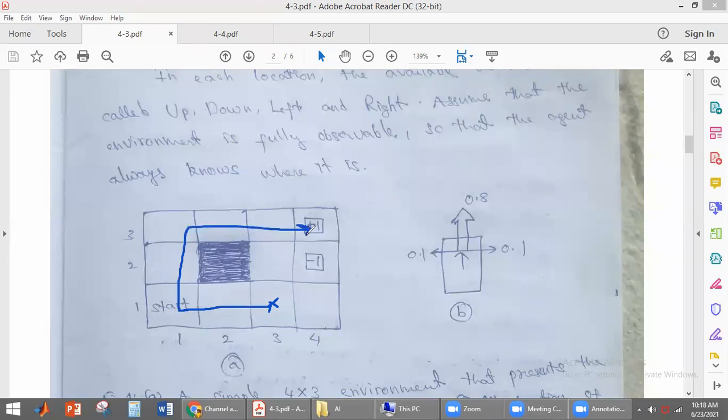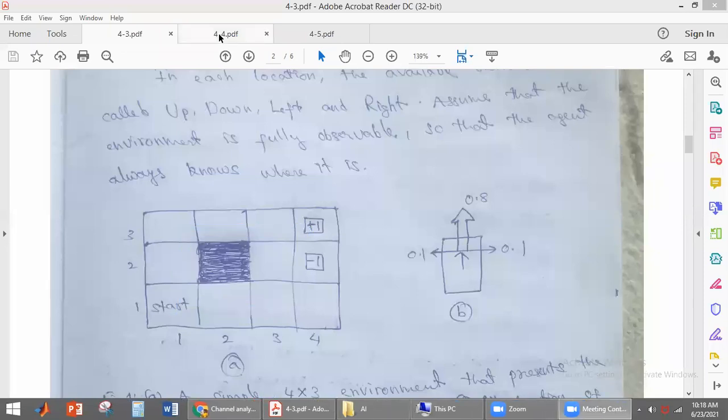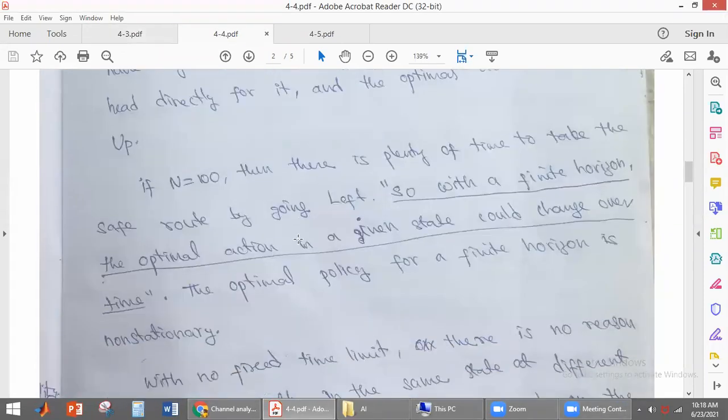Because it has more time steps, it will always take the safest route to reach the terminal state. So from this, what we can say is that, depending on time, the actions the agent is taking will be changing. With a finite horizon, optimal actions in a given state could change over time. So with respect to time, it will be changing.